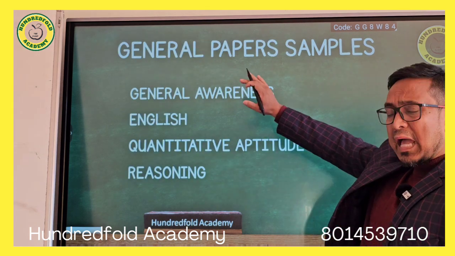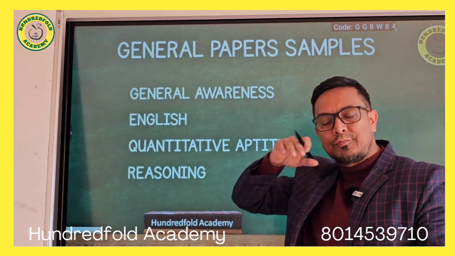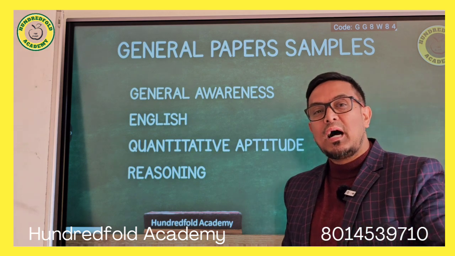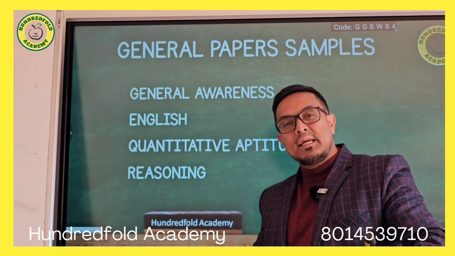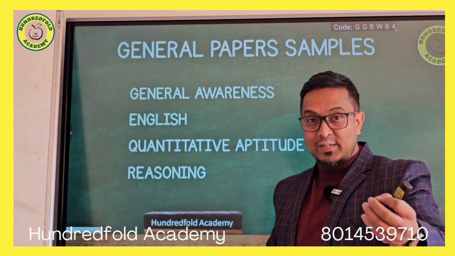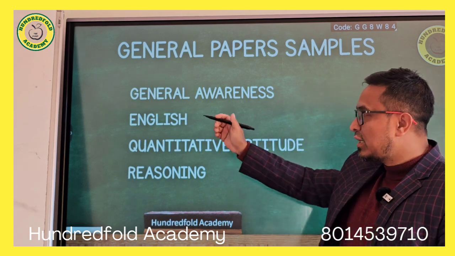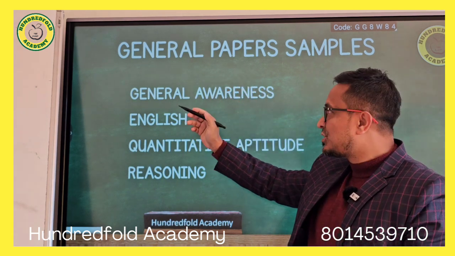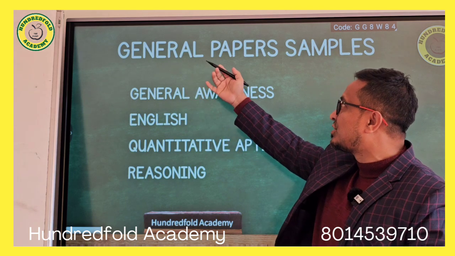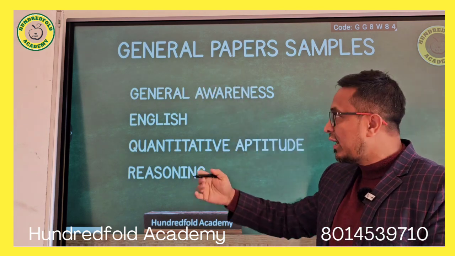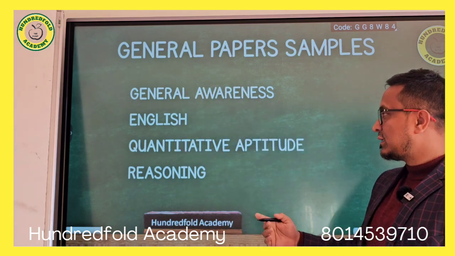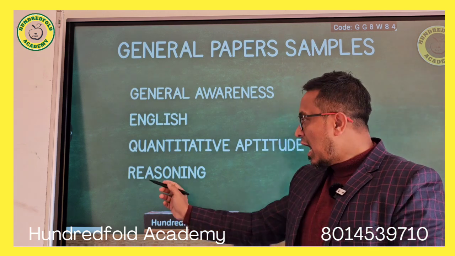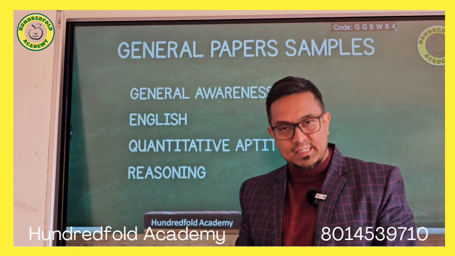As you know, you'll have a general paper of 25 questions which carries 100 marks. It can be a game changer. It can decide whether you're in or not because it's 100 marks, right? So today I'm going to help you with this general paper. The general paper has general awareness, English, quantitative aptitude and reasoning. In today's video, I'll be covering reasoning.